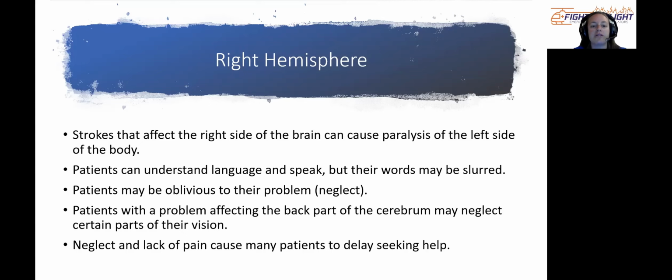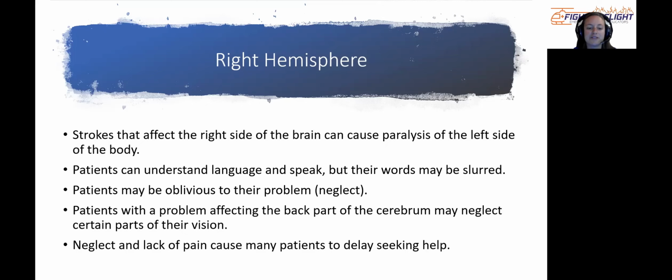This is what I was talking about earlier. We call this neglect. They can't see or hear that their speech is slurred. They can't realize that their arm's not working or their leg's not working. Their brain blocks out the fact that that's not working. It's a really weird thing that happens, but it makes strokes really bad because people don't get help because they don't know anything's wrong. If they live by themselves, there's no way to know they're having a stroke because they don't recognize that anything's wrong.